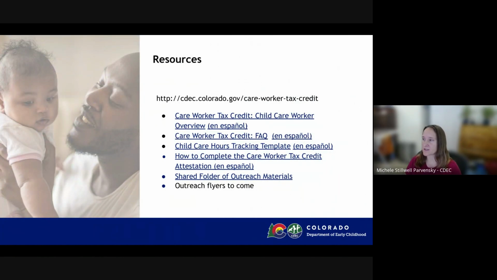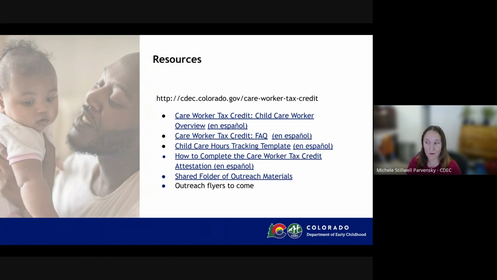And then I just wanted to share some of the resources we have. The link on the top, which I shared in the chat as well, is our webpage on this, which we will continue to keep updated. On there are all of these resources: an overview document, a frequently asked questions document, which has a lot of the nitty-gritty questions of eligibility, and an hours tracking template, which is especially for our FFN providers. It is not required that it be uploaded, but keeping track of the number of hours you provide care is important, to have that documentation on hand. And then we're working on a shared folder of outreach resources and materials.